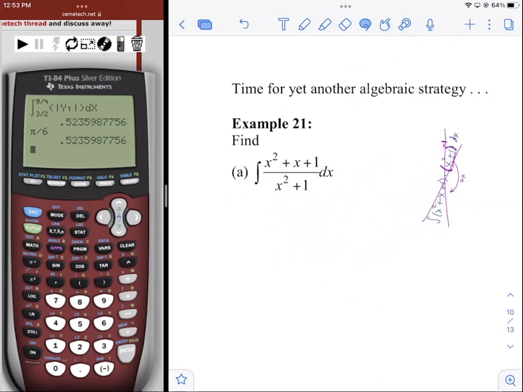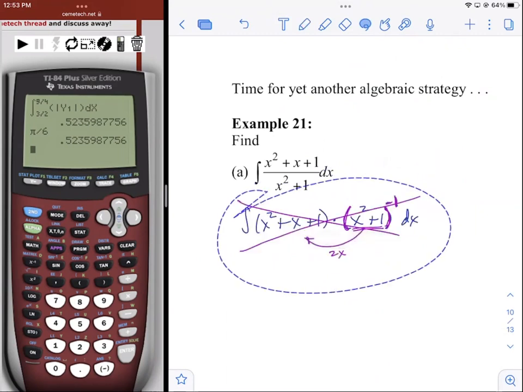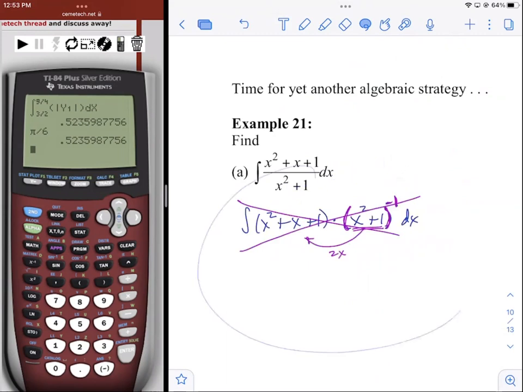So what you could do, and here's the strategy, you could either do in this case, which doesn't always work, you could split up the terms on the top.